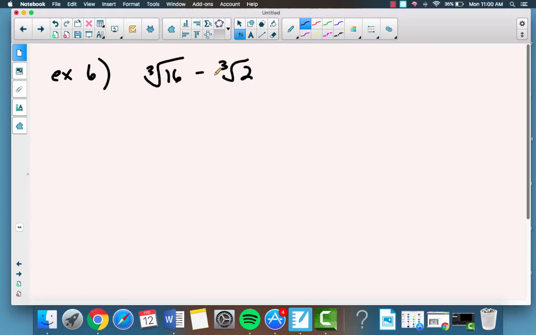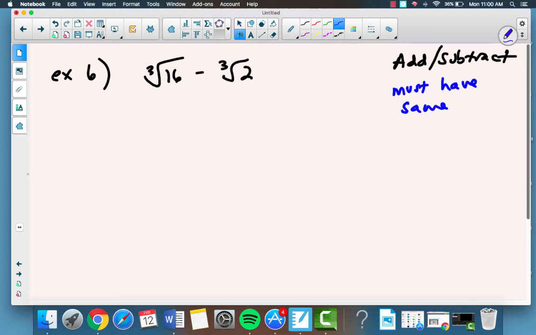If you're adding or subtracting, you have to have the same number underneath the root. So that's very important. Must have same number under the root. Very important, okay? So in order to simplify this at all, we have to think of if we can break down the cube root of 16 so that in its simplified form it has a cube root of 2 in it.